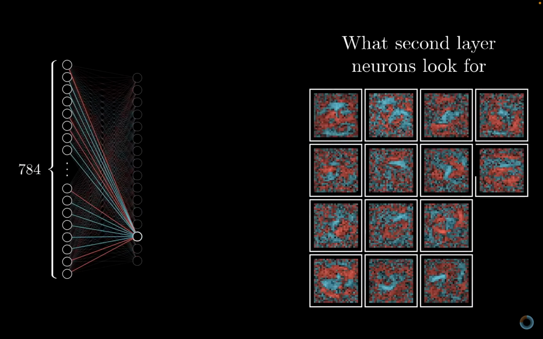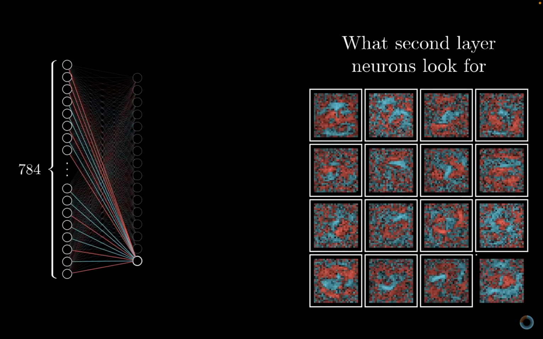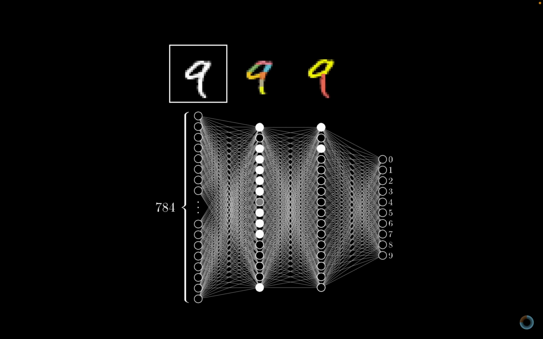So with this as the image of what those second layer neurons are really doing, you might wonder why I would introduce this network with the motivation of picking up on edges and patterns. I mean, that's just not at all what it ends up doing.